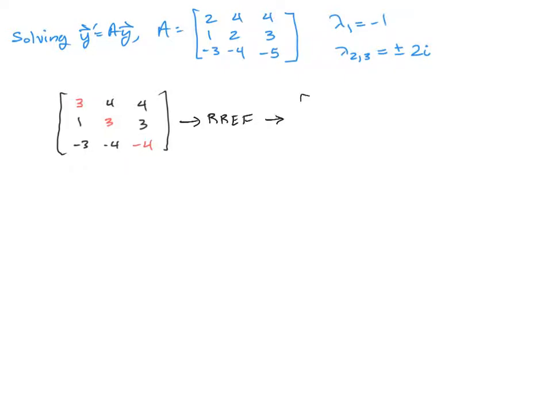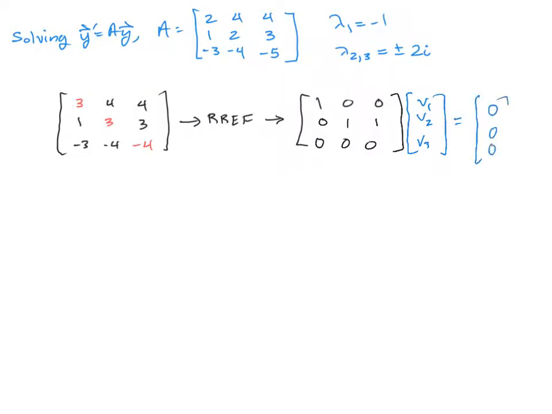And when we do that with our graphing calculator, we end up with a 1, 0, 0; 0, 1, 1; and a 0, 0, 0. And again, we have that very important row of zeros there. And this is times some unknown vector v1, v2, and v3, that equals out to the 0 vector, 0, 0, 0.